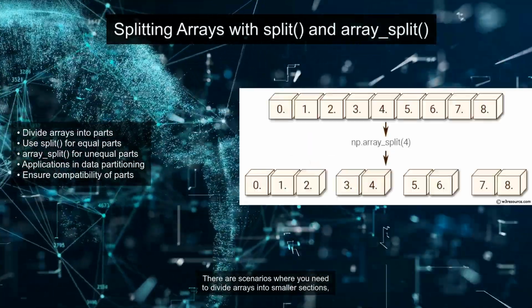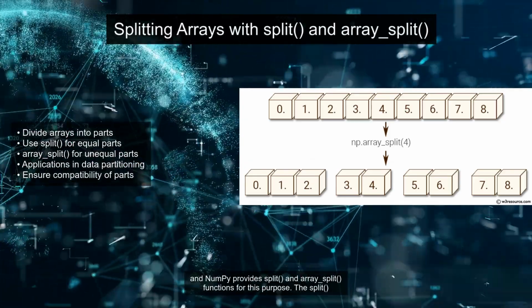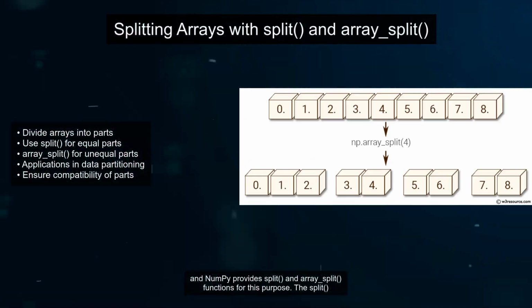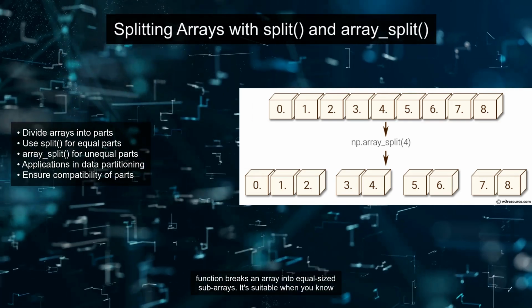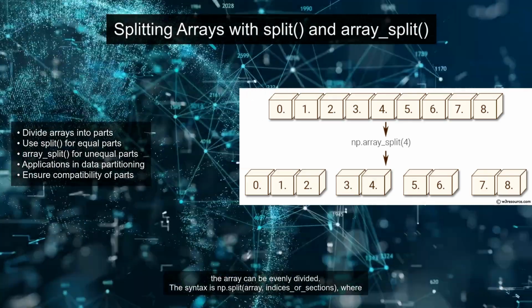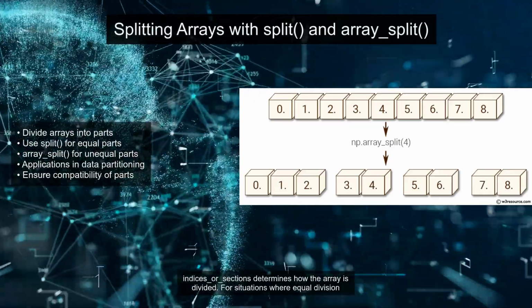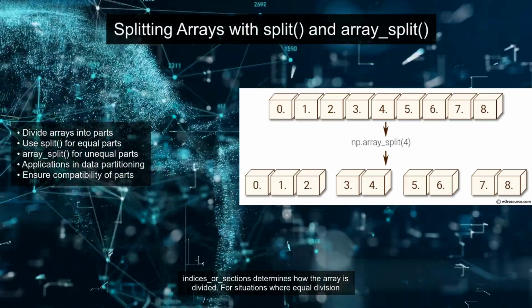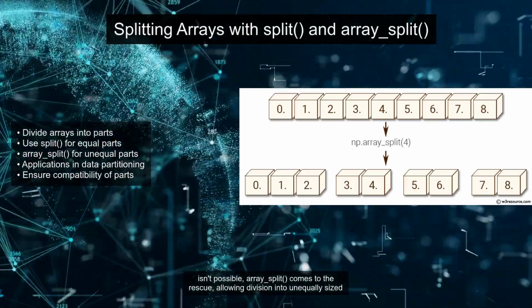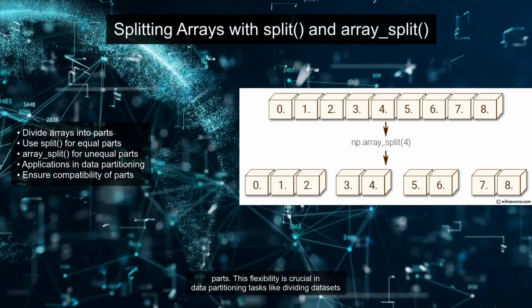There are scenarios where you need to divide arrays into smaller sections, and NumPy provides split and array_split functions for this purpose. The split function breaks an array into equal-sized subarrays. It's suitable when you know the array can be evenly divided. The syntax is np.split(array, indices_or_sections), where indices_or_sections determines how the array is divided. For situations where equal division isn't possible, array_split comes to the rescue, allowing division into unequally sized parts.